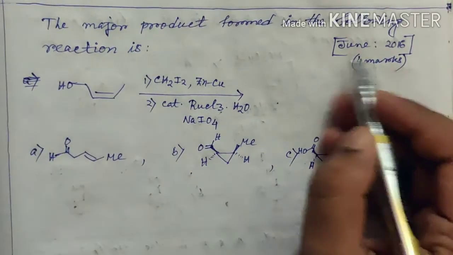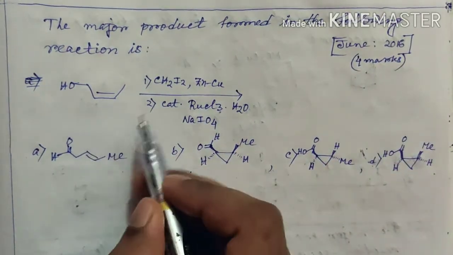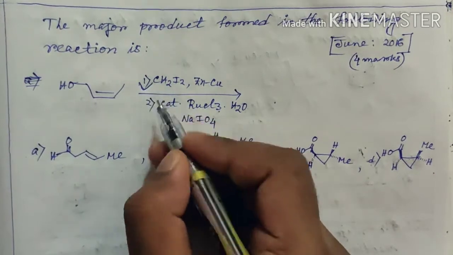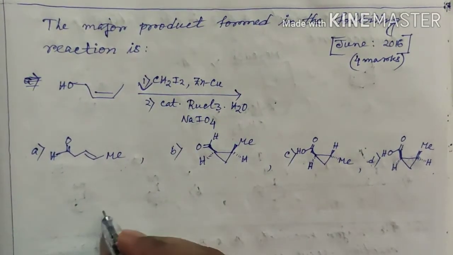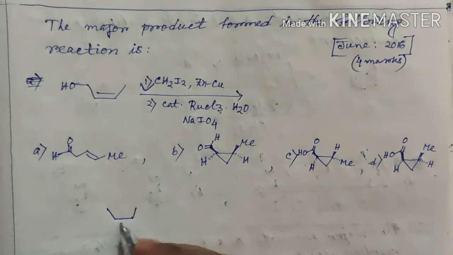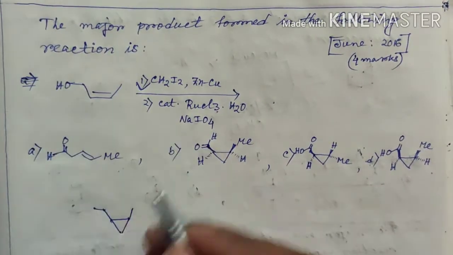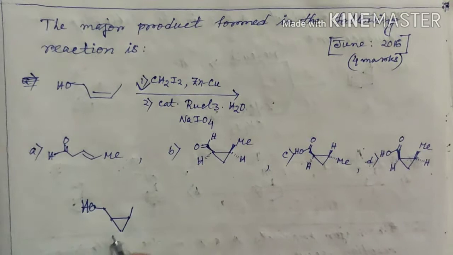This question came in June 2016. We have to identify the major product of this reaction. Now in the first step, similarly, it will undergo cyclopropanation to form the cis product, in which CH2OH and methyl group will be on the same side.